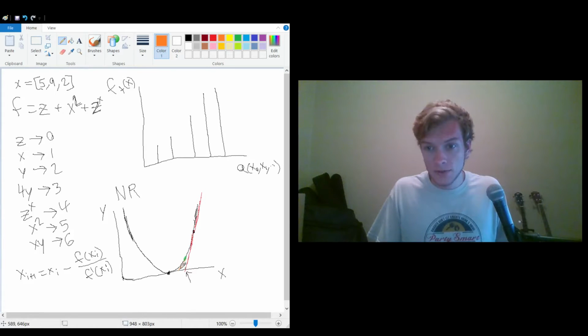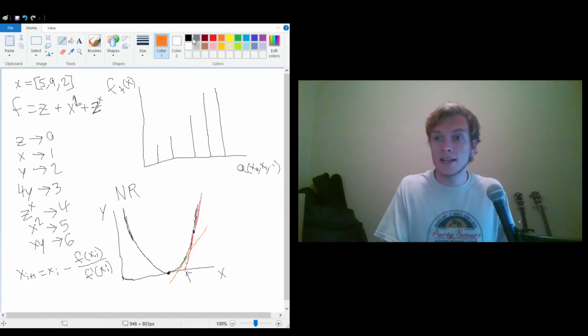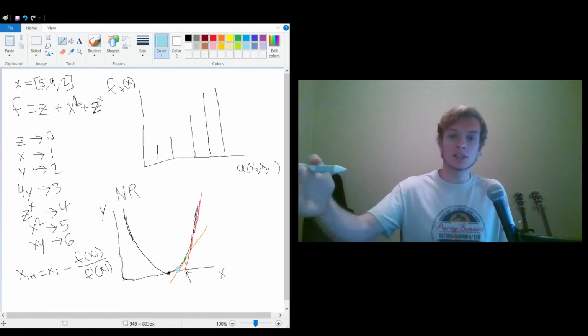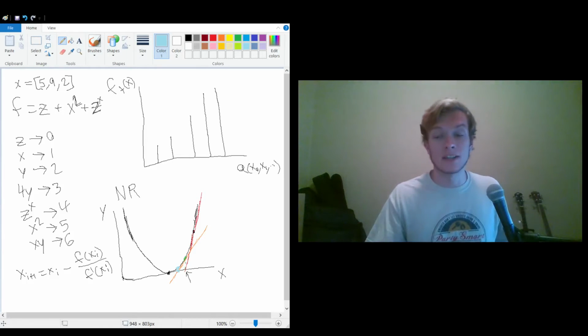And so you can imagine a tangent line like that. And then we have a second point where it hits the x-axis. So I'm going to go light blue. That's probably not going to be very visible. So we go up to where that is on the function and keep doing that. And what this does is it slowly gets closer and closer and closer to that zero.